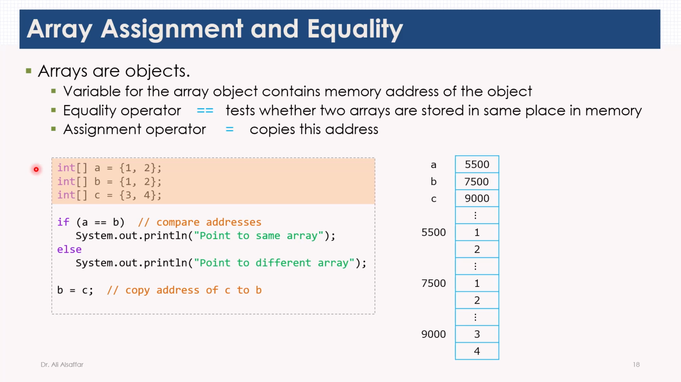Consider the following code. We are declaring three arrays, all of them of type integer. The first array A initialized with the constants 1 and 2. The second array B initialized also with the constants 1 and 2. And the third array C initialized with the constants 3 and 4. Notice that the arrays A and B, element by element, are equal. So we say that the array A is equal to the array B.